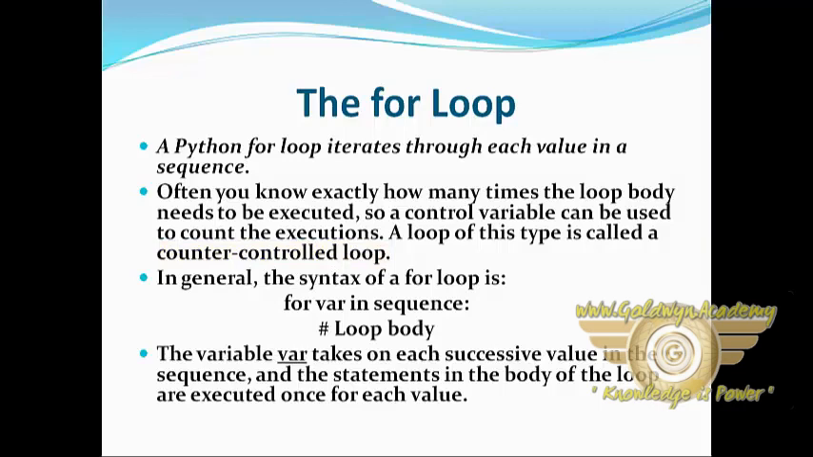A loop of this type is called a counter control loop. In general, the syntax of a for loop is: for variable in sequence, followed by the loop body. The variable var takes on each successive value in the sequence, and the statements in the body of the loop are executed once for each value.